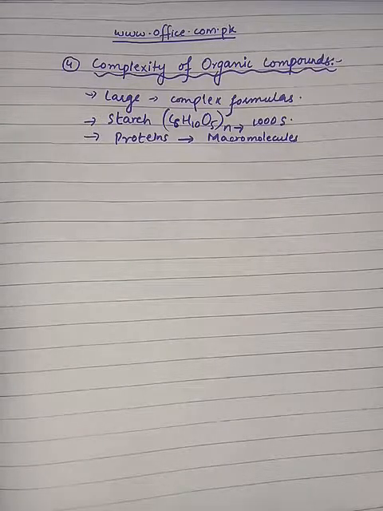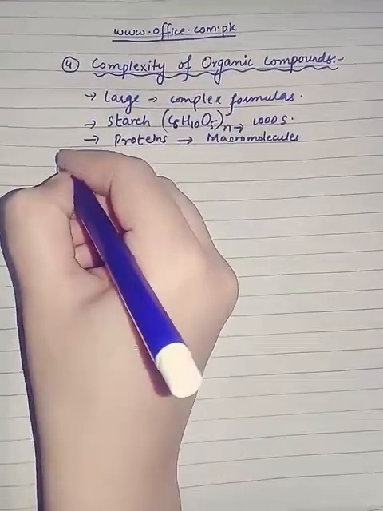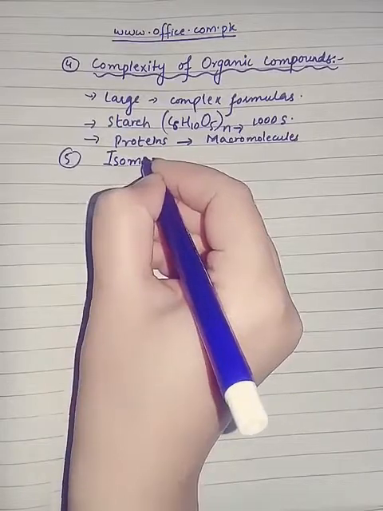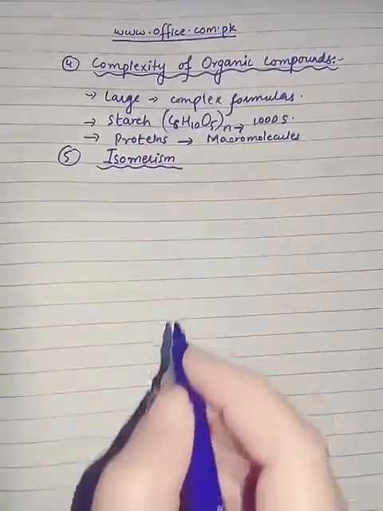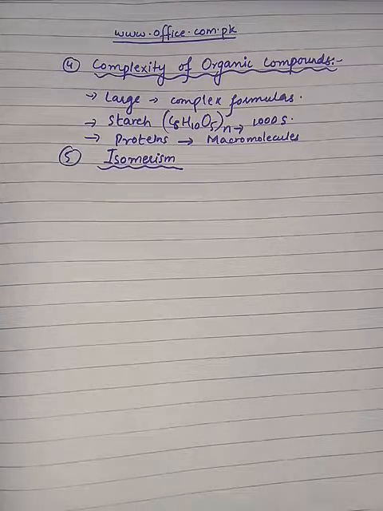Now let us discuss another important property, isomerism. Isomerism will be discussed in detail in the next lectures, but let me give you a general concept. Isomerism is the existence of compounds that are structurally different but their chemical formulas are the same. Structurally they are different from one another.